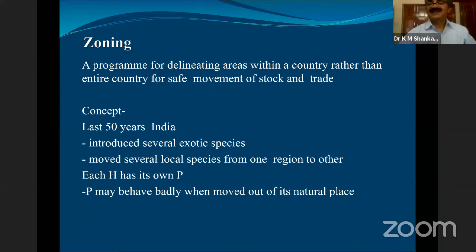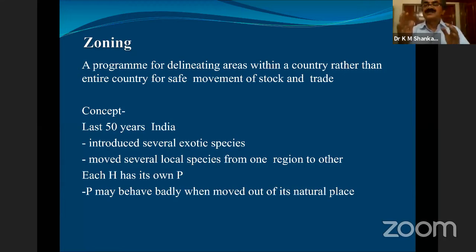Zoning. I think I have touched upon zoning before. In simple terms, it's a program for delineating areas within a country, rather than the entire country, for safe movement of stock and trade. For example, some countries, let us say, put a ban on Indian import, saying that you have a pathogen, we don't want to import. Then if you have solid surveillance data, you say such and such parts of India have that pathogen and the rest of the regions are free, they are the green zone. And with traceability, your product has a traceability. This product is from that region, so we can export.